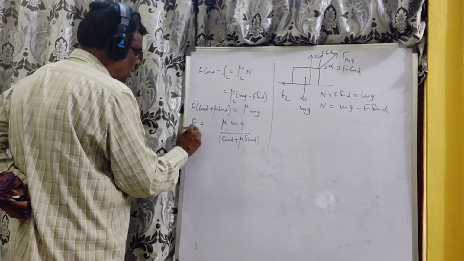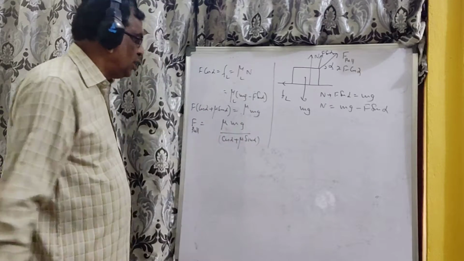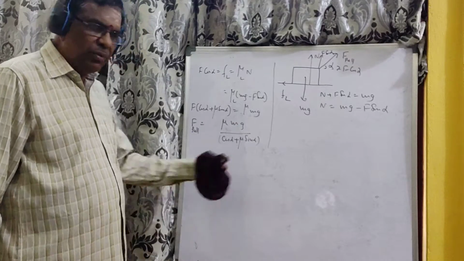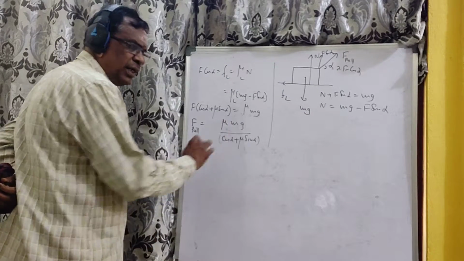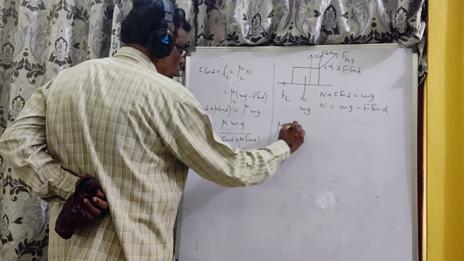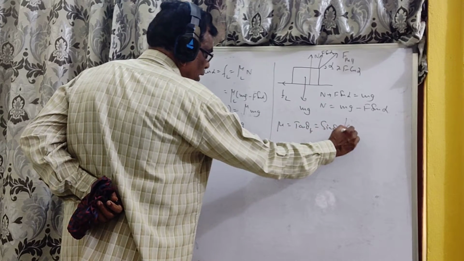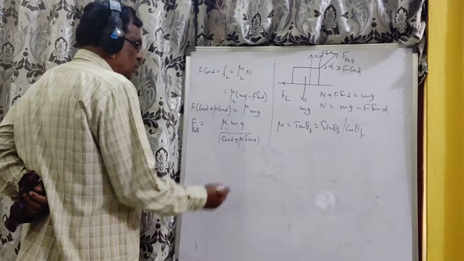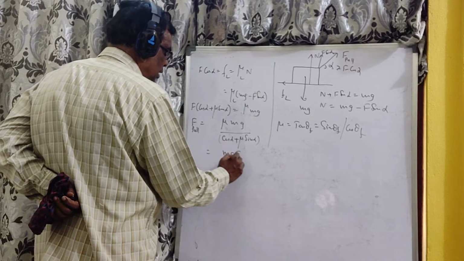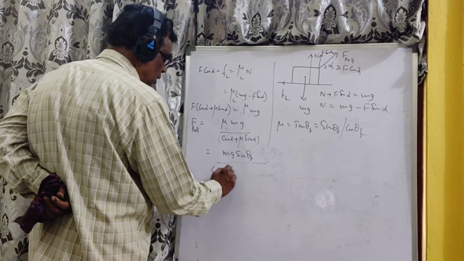This is what we call as pulling force. Previously you were in need of mu mg. Now it is mu mg by something. We will see what is this going to be. We'll make little jugglery here. You know that mu is equal to tan theta f or sin theta f by cos theta f. If you substitute it here, what do you get? mg sin theta f by cos theta f.